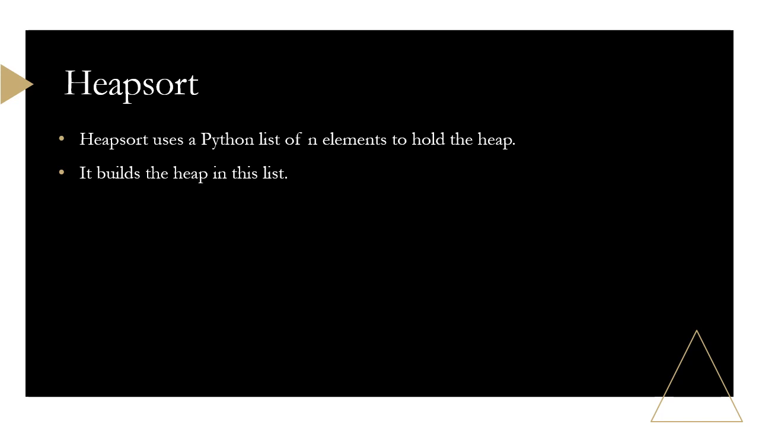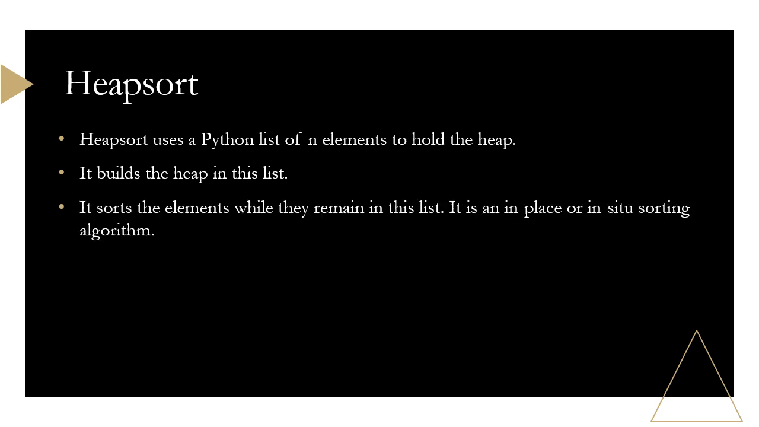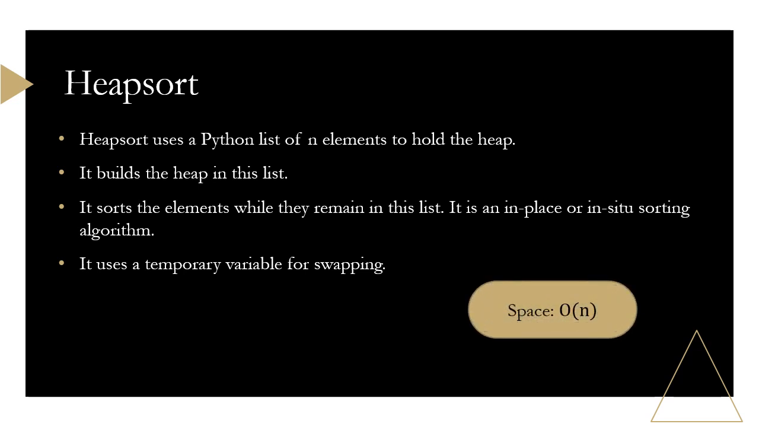What about space complexity? Heapsort uses a Python list of n elements to hold the heap. It builds the heap in this list. It sorts the elements while they remain in this list. So this means that it is an in-place or in situ sorting algorithm. It uses a temporary variable for swapping. So the temporary variable is constant memory. We ignore that. But the Python list is of n elements, and from that we can say that space occupied by the heap sort is O(n).